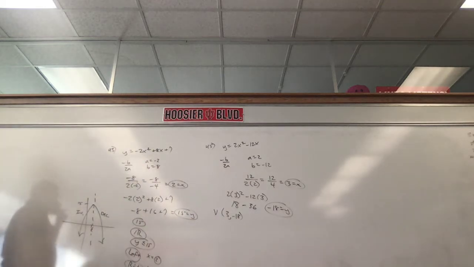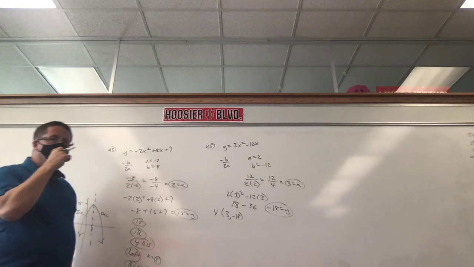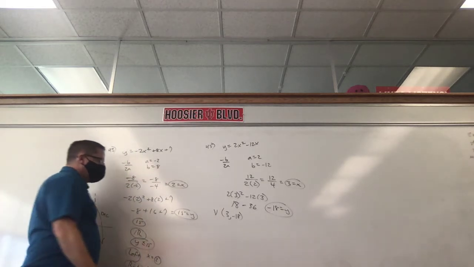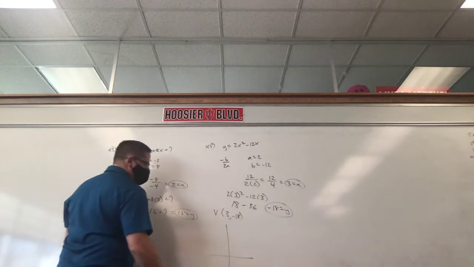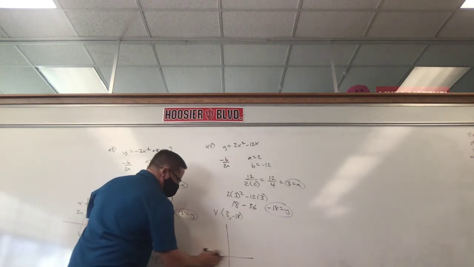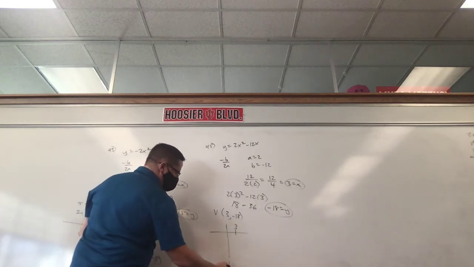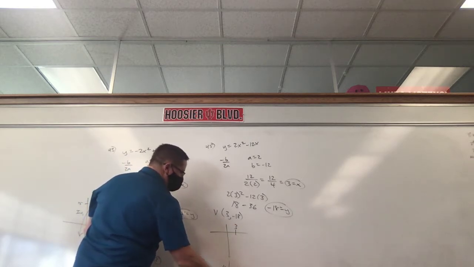Okay, so our vertex is 3, negative 18. Make sure we haven't forgotten this. What's our axis of symmetry? 3? X equals 3. Okay. Oh, I went the wrong way. We gotta go down 18, let's put that way up here. So 3, negative 18, put a dot.